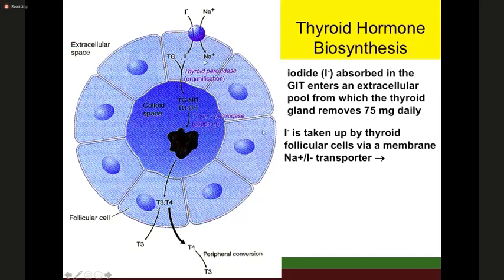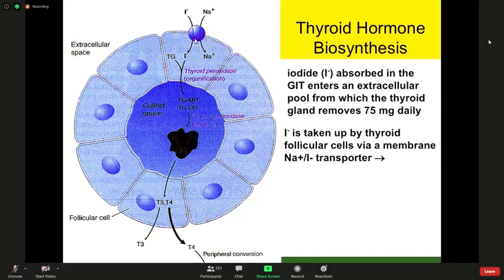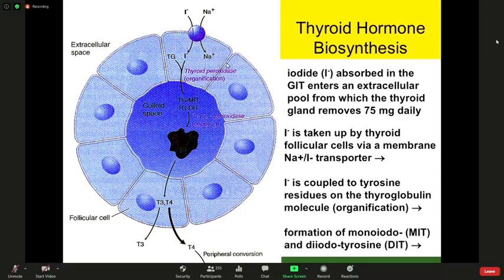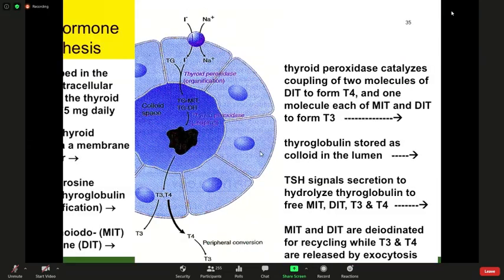Through the importer, the iodide enters, and then afterwards it's coupled to the tyrosine residues that are sticking out on the thyroglobulin molecules through a process of organification that is facilitated by the thyroid peroxidase enzyme. So organification as well as the coupling of the iodine to the tyrosine residue, monoiodo or diiodo. And that coupling reaction then leads to the formation of T4 and T3.